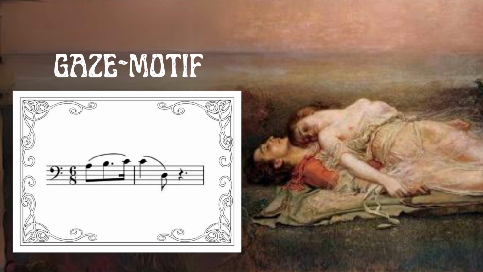One minute later, we encounter a related motif with the famous concise seventh note leap, which we will encounter again when Tristan and Isolde later look deeply into each other's eyes, which is why it has been given the name gaze motif. You will hear it three times in a row in this passage.